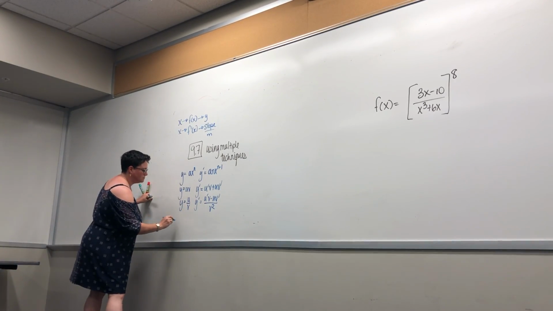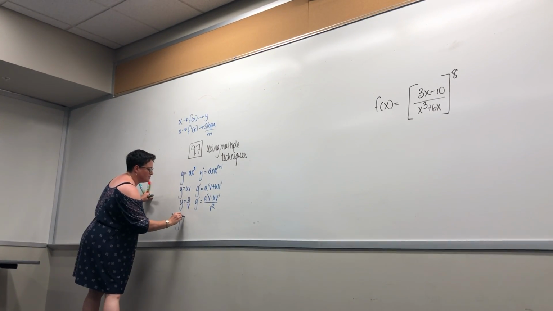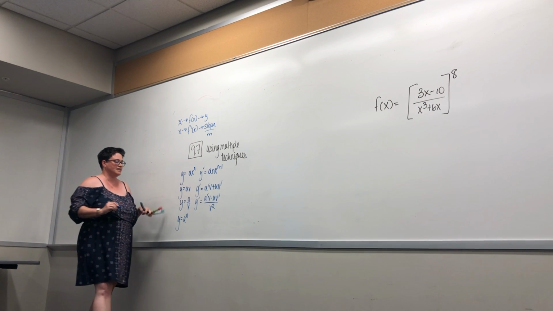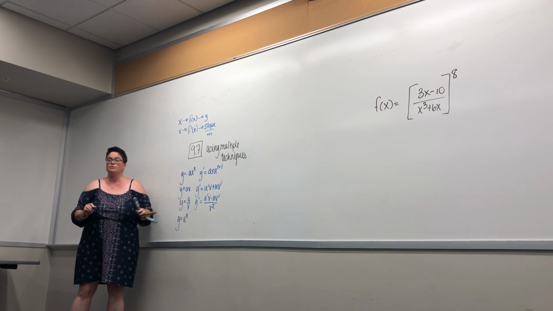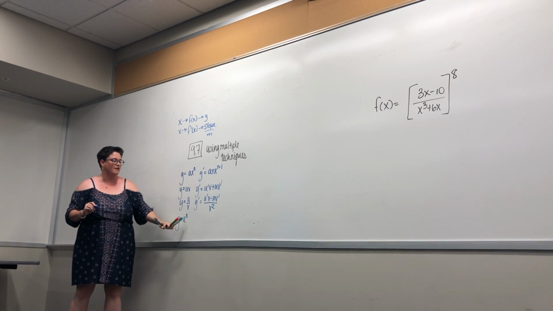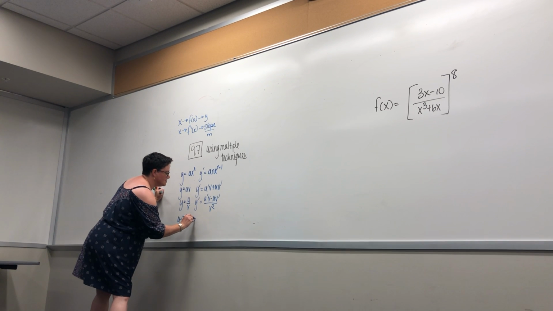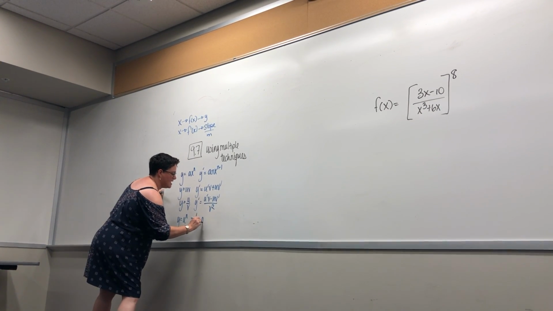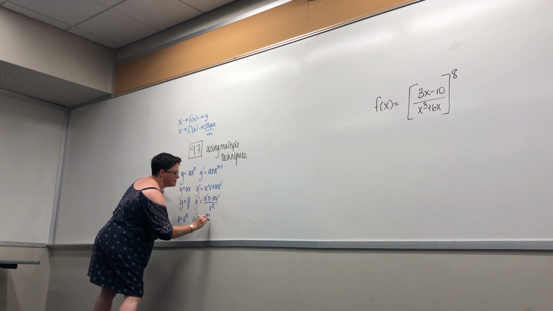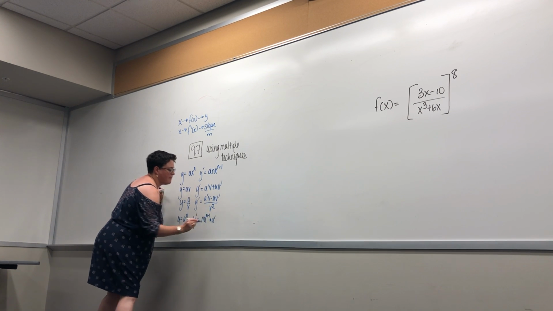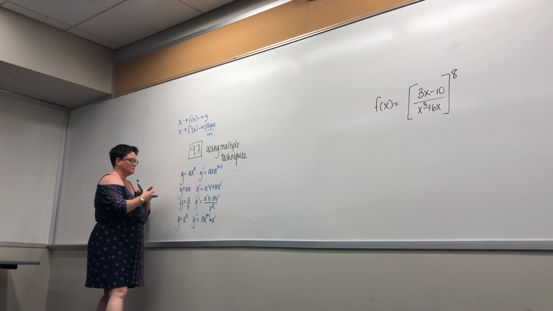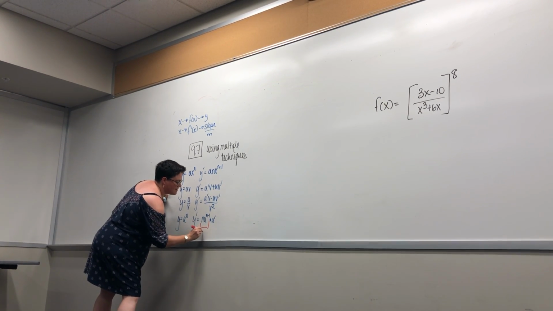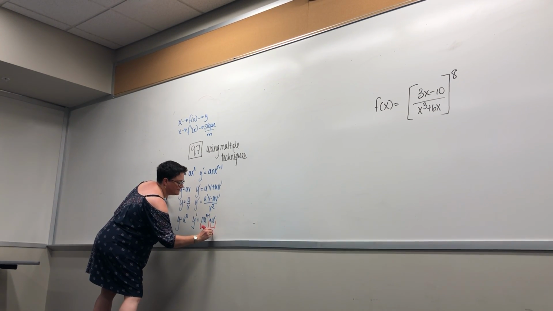And the last thing we learned was d out d in. So if we have some function to a power, not an x to a power, but a function to a power, then its derivative is going to be n times u to the n minus 1 times u prime. That's d out d in. So here's the derivative of the outside. Here's the derivative of the inside.